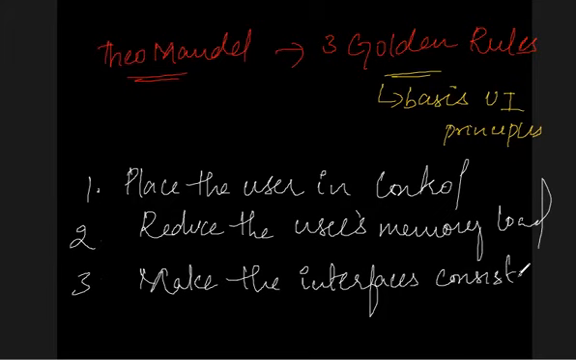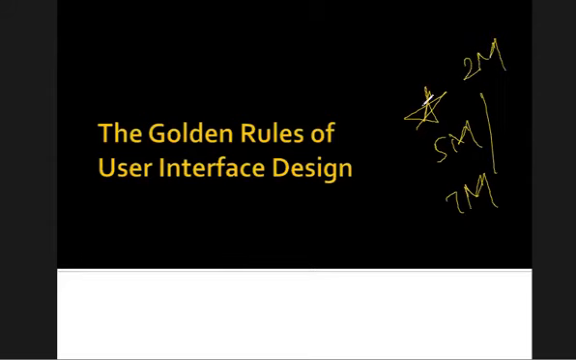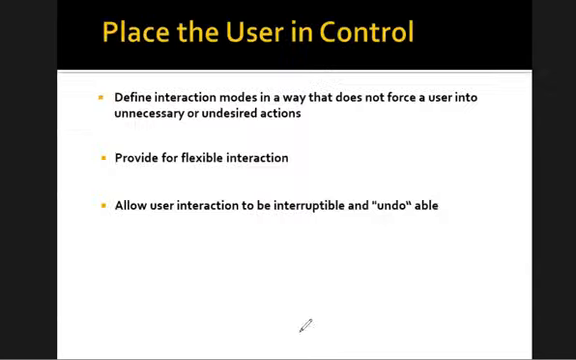So these are the three rules. Now, this particular answer, that is the golden rules of user interface, is a very important answer. This can be asked for 5 marks or for 7 marks or even for 2 marks. Just list the three golden rules of user interface, or you need to explain in detail the three golden rules. Now we'll be studying in detail the three golden rules.